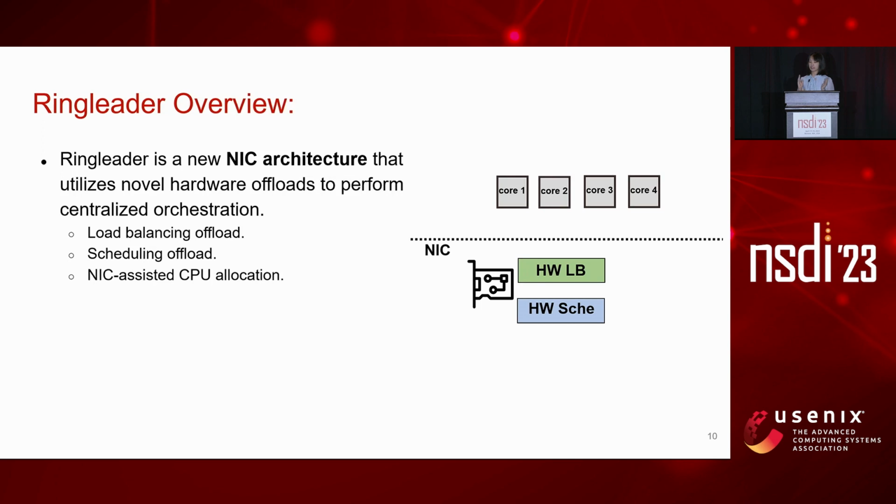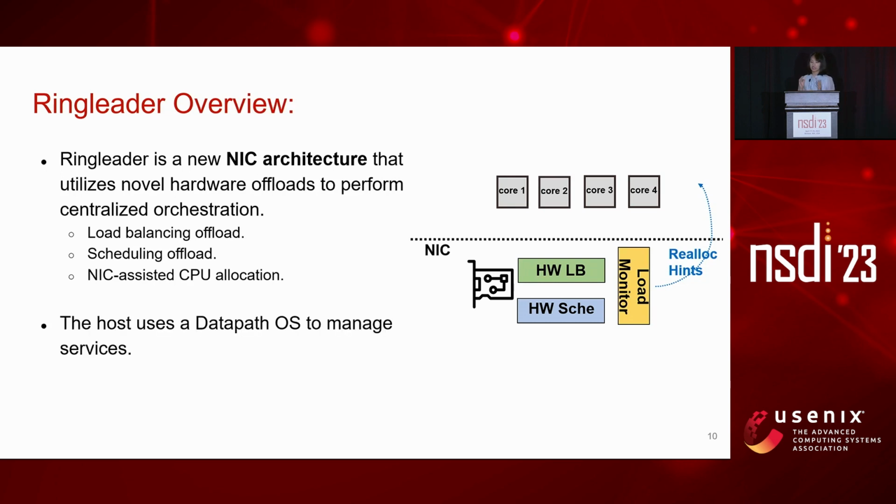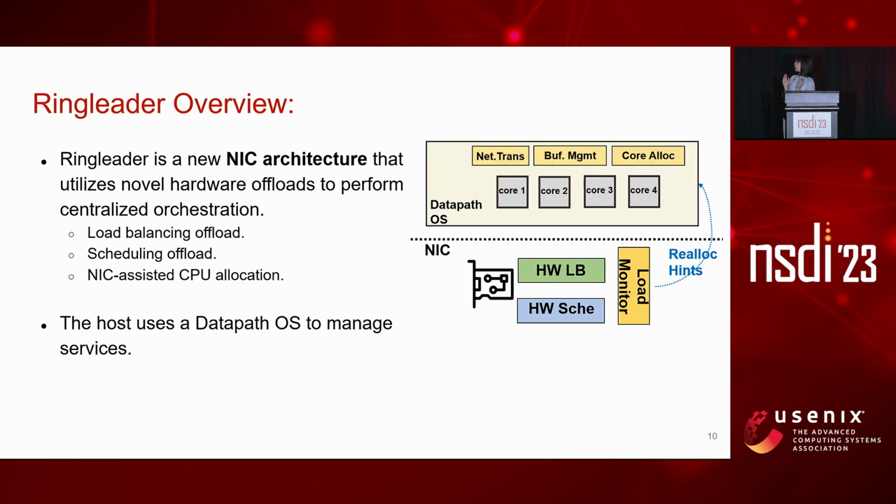In Ringleader, scheduling and load balancing are performed by hardware offload inside the NIC. Core allocation is performed cooperatively between the NIC and host. The NIC has a load monitor to monitor each application's queuing condition and generate reallocation hints to the host. The host will use the data path OS to perform OS management functions that include core allocation, buffer management, network transport, as well as task multiplexing.